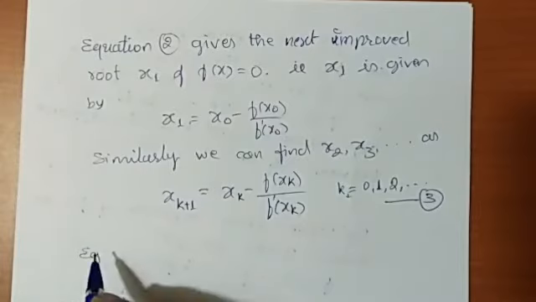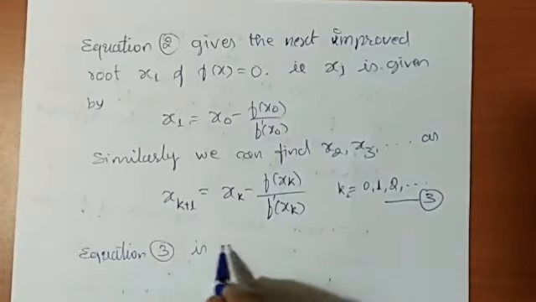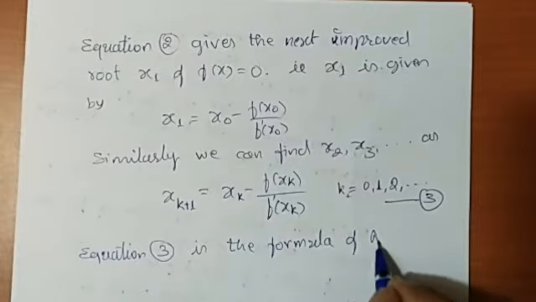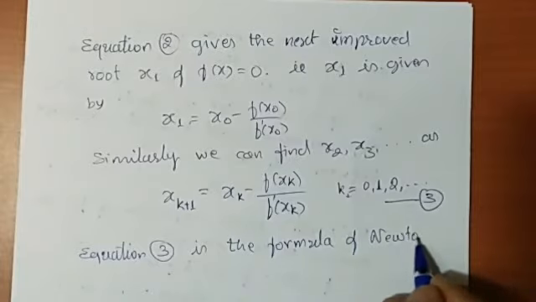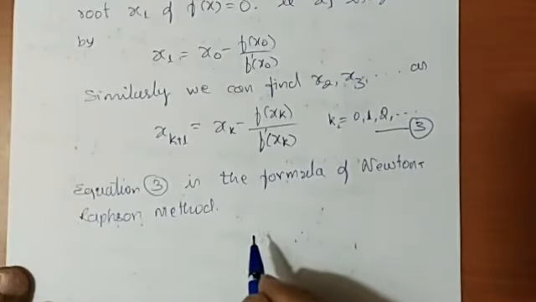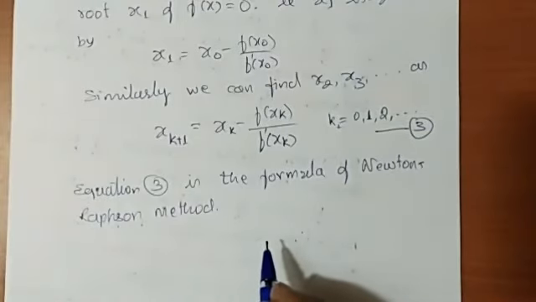So equation 3 is the formula of Newton-Raphson method. It converges to the root. Nowadays, it is frequently used, it's a popular method. It converges, or approaches the root, faster than the false position method.